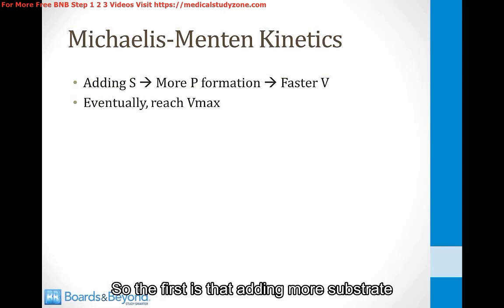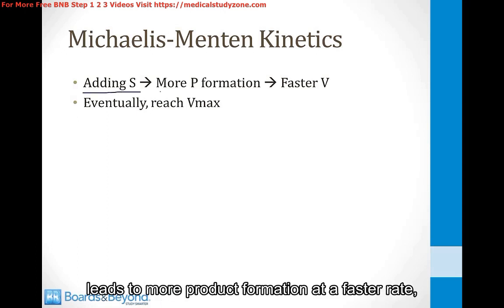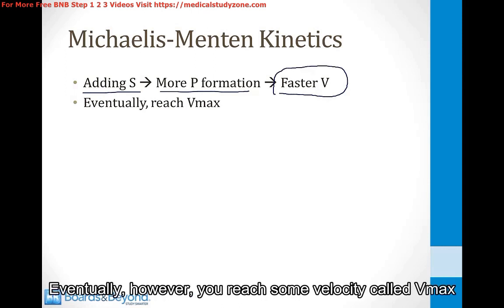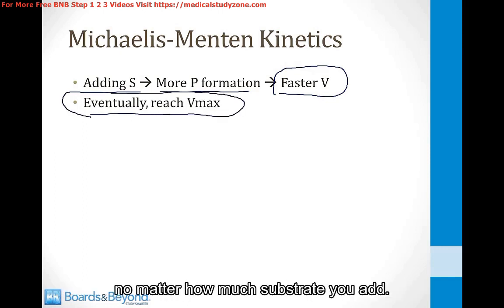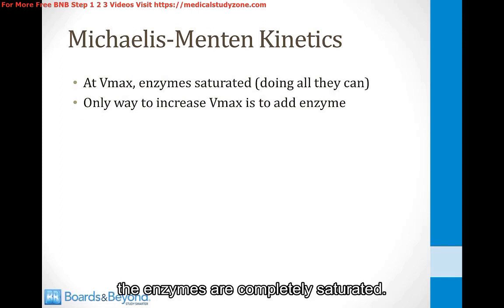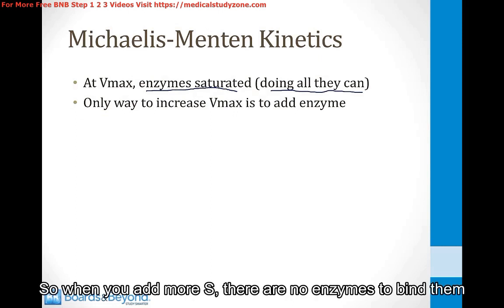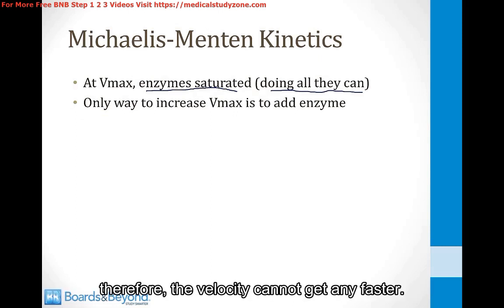So let's review a couple of the key features of Michaelis-Menten kinetics that I just discussed. The first is that adding more substrate leads to more product formation at a faster rate, a faster V, as we discussed on the y-axis of that slide. Eventually, however, you reach some velocity called Vmax that you can't get beyond no matter how much substrate you add. What's happening is that at Vmax, the enzymes are completely saturated. They're doing all they can. So when you add more S, there are no enzymes to bind them and form more product P. Therefore, the velocity cannot get any faster.